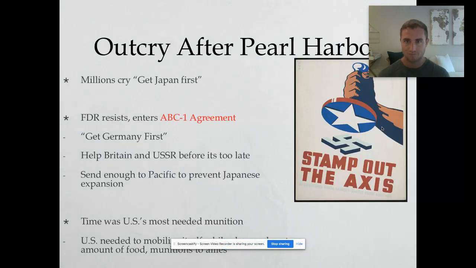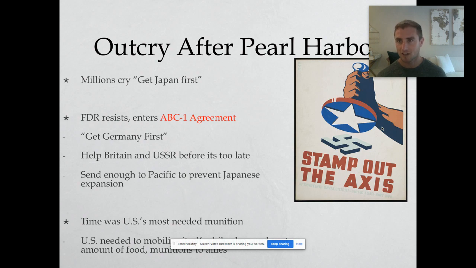And so, of course, we don't have any more isolationist sentiment after the attack at Pearl Harbor. Millions of Americans cry, "Get Japan first." FDR is not going to listen to that. He makes the single greatest foreign policy decision by a president here, to say the bigger threat is the opposite direction in Europe. We need to go and save Britain first and deal with Nazi Germany and fascist Italy. Then we will come and deal with Japan.